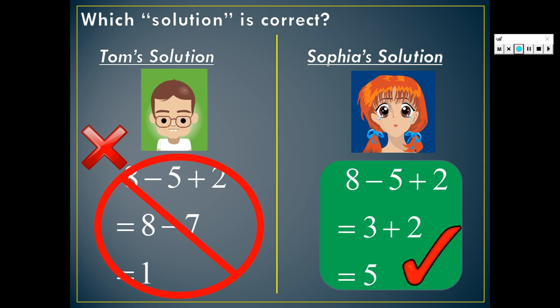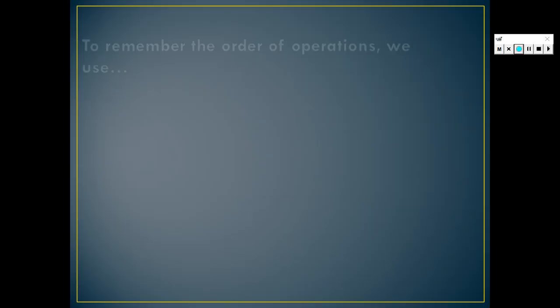Sophia did it right. She got 5. And actually, if you've got your calculator there, I want to talk about calculators in a minute. But if you've got your calculator there, you can type in 8 minus 5 plus 2, and your calculator will verify that Sophia is right there.